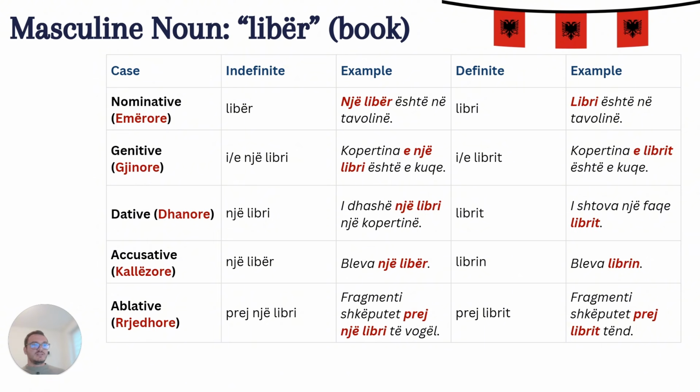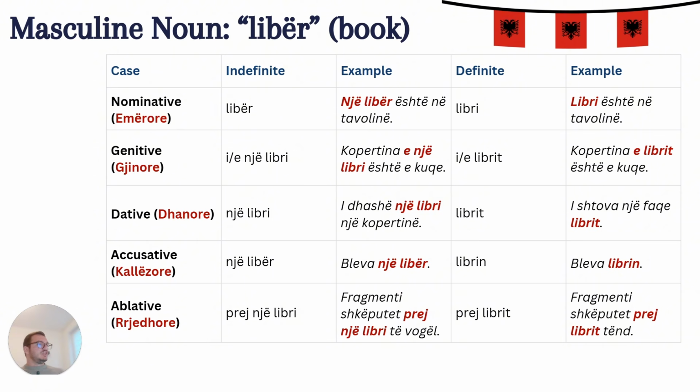In the accusative case, në rasën kallëzore, in the indefinite, një liber. As you can see, it's exactly the same as the rasa emërore, the nominative case, liber or një liber, and in the accusative, liber or një liber. We add the word një in the indefinite just to help us navigate through the indefinite form. But the një, which means one, or a book, one book, is completely optional.